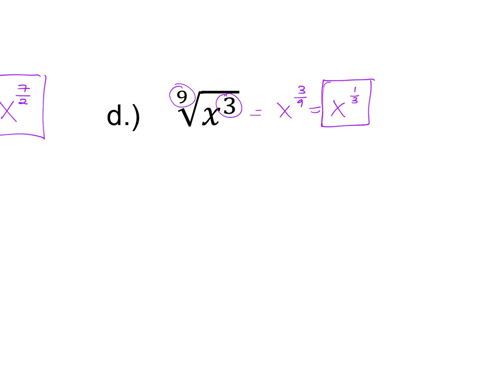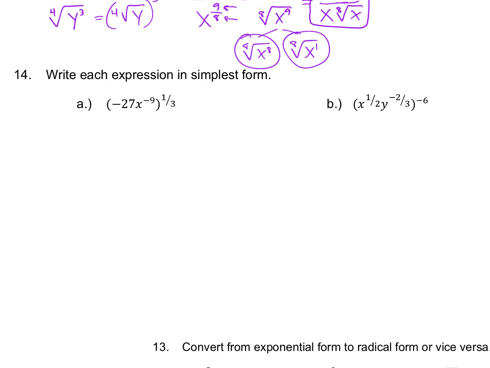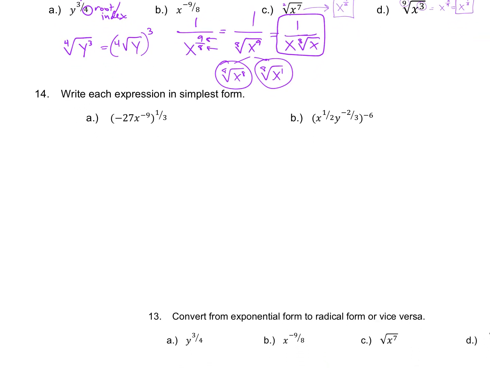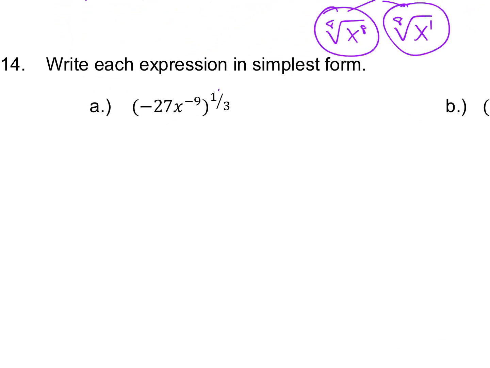Okay, last thing. Number 14 says write these expressions in simplest form. So that's what we're going to do. We're going to take the cube root of both of these things. Remember, it's the 1/3. That's a cube root of negative 27. And then this would be x to the negative 9 times 1/3, which is negative 9/3. A better way to write that would be a negative 3 power.